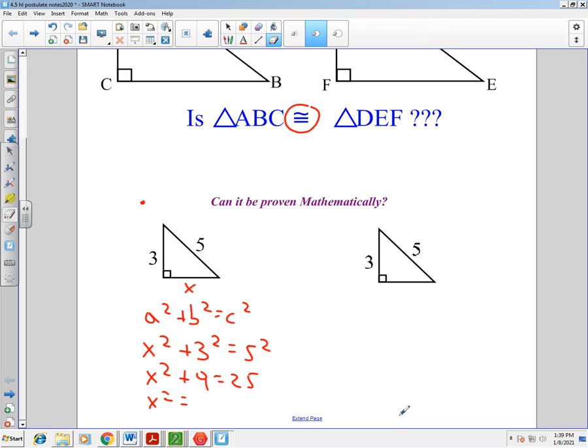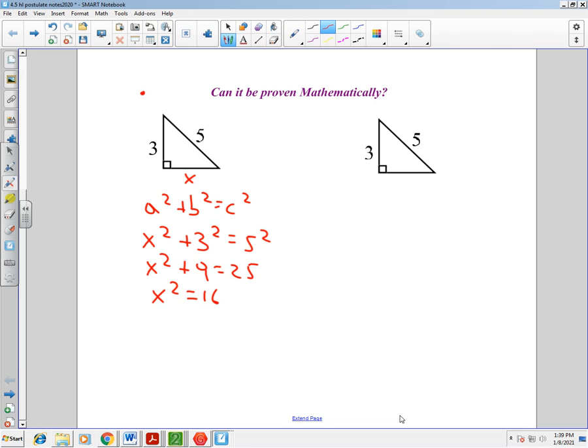Let me erase this. So x squared is equal to 16. And if you take the square root of both sides, the answer is plus or minus 4. But in geometry, we cannot have negative distance. x is equal to 4. So this side is equal to 4.